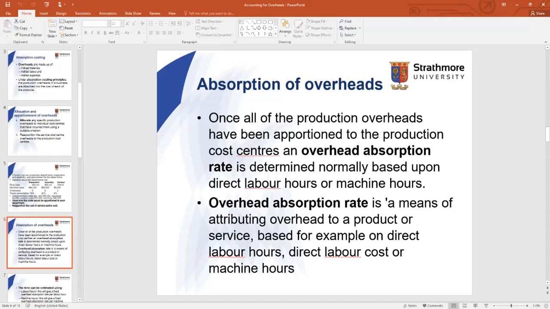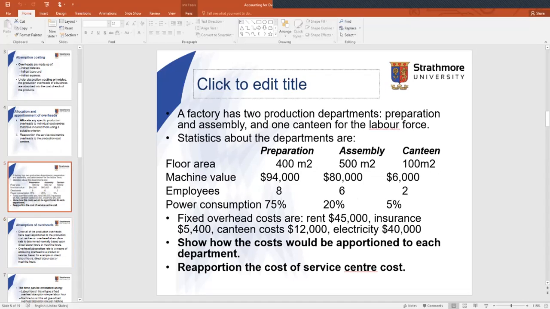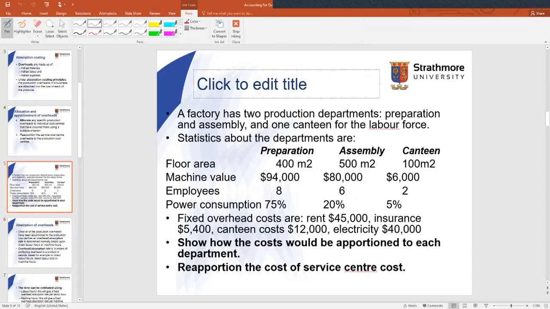Then based on the cost, if I take you back, what was the total cost for the preparation department? It was 60 something. This question we did together yesterday.